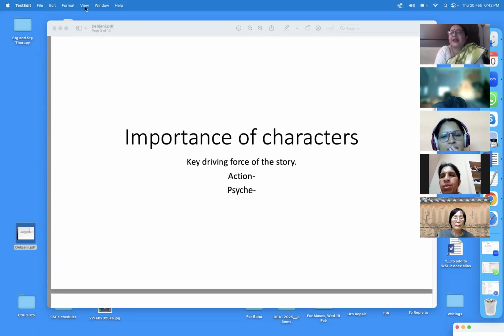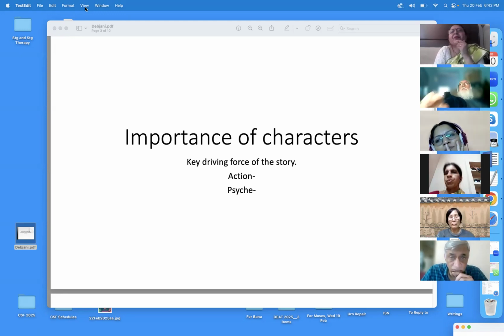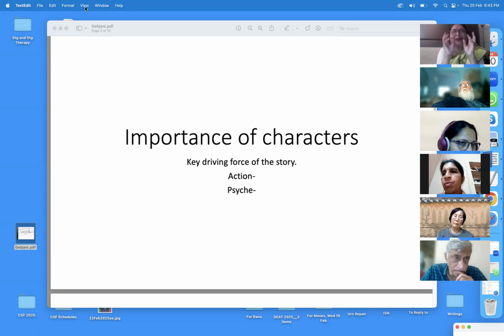Does anybody else want to say something about the importance of character, or do you think it's not that important? That is also fine. May I, Deb? Yeah, please. The characters help the audience connect with the story. We tend to resonate with one of the characters, and that's how we connect, is what I feel. All right. As both of you said, I too felt that the character is a key driving force of the story.